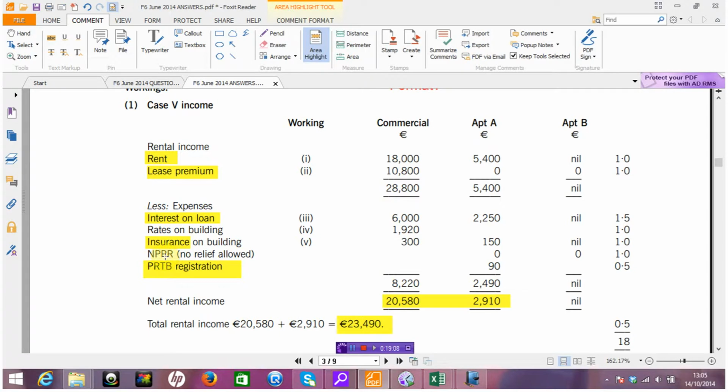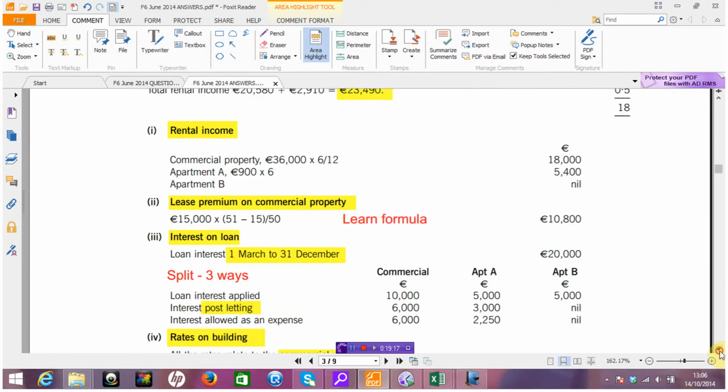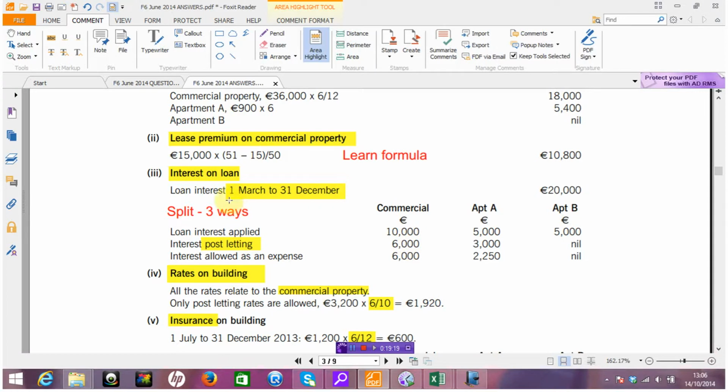Okay, so I'll take you through one or two of these. The interest on the loan, this part 3 here, we have 6,000 and 225. Let's take a quick look at that. So what we'll see is the loan interest that was relevant. Remember that he bought the property on 1st of March. Obviously, our tax year end is 31st of December. What's relevant is 20,000 as a total amount. But you remember what we said is that the interest can only be applied post-letting.